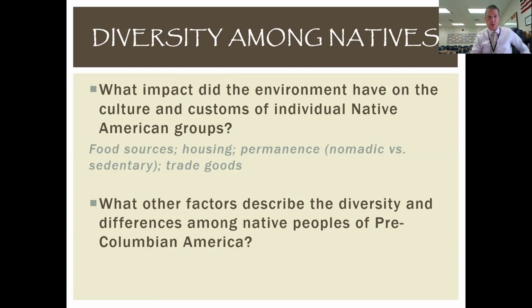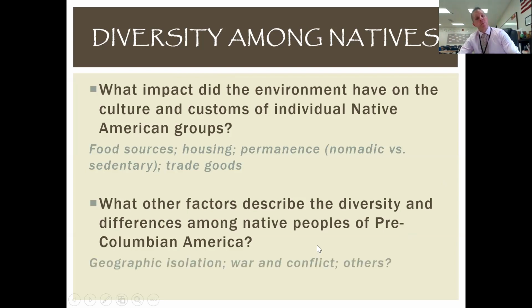This question is a little bit harder, though. What factors describe diversity other than environment? Because the environment seems to have a huge impact. Well, there's a couple things that I came up with, and then you can probably come up with a couple more yourself. But definitely isolation could describe that diversity. If you don't have that much interaction with the other Native groups in North America, and you don't have the travel ability, then you're going to probably remain culturally diverse from those other groups based on your environment. So that geographic isolation is really what keeps these people in many cases very diverse.